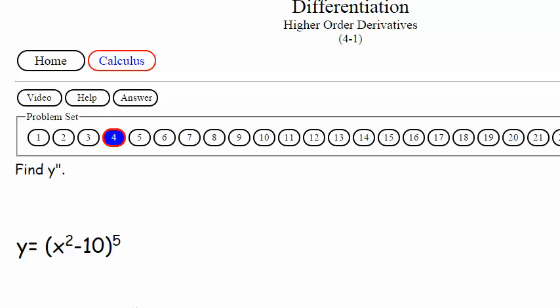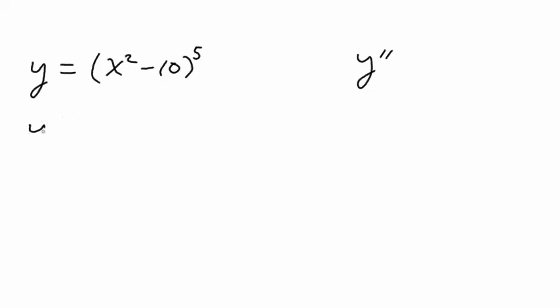So let's move over to the whiteboard. And what do we got? We got y is equal to x squared minus 10, and it's raised to the fifth power. And we want to find y double prime. But the first thing we're going to need to do is find y prime, obviously.